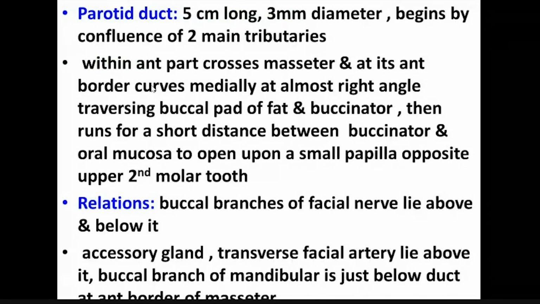Parotid duct, 5 centimeters long, 3 millimeters in diameter, begins by the confluence of two main tributaries within the gland, with an anterior part that crosses the masseter, and then at its anterior border curves medially at almost right angles, traversing the buccal pad of fat and buccinator, and then runs for a short distance in the buccinator and oral mucosa to open on a small papilla opposite the upper second molar tooth. Relations: the buccal branch of the facial nerve lies above and below it, the accessory gland and transverse facial artery lie above it, and sometimes the buccal branch of the mandibular nerve is just below the anterior border.